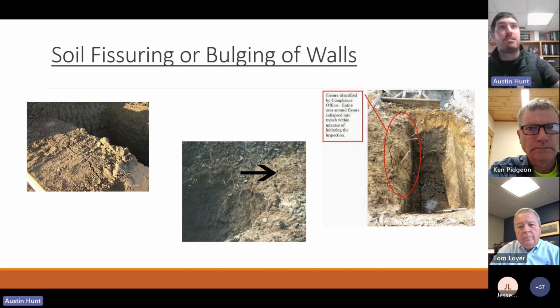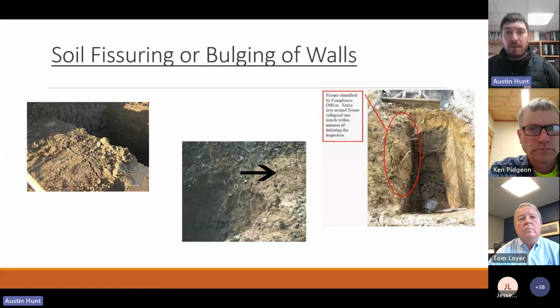You can also do it just by looking with your eyes. It's not a great method to go by, but if you see it's cracking or fissuring, sloughing in the hole, things like that, it's probably safe to just call it type C soil.